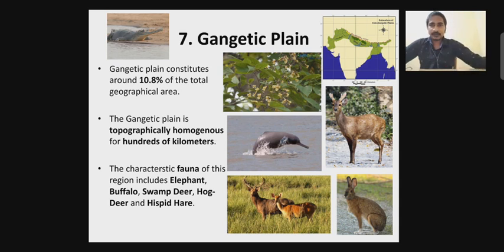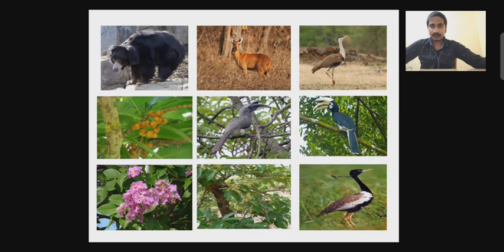The characteristic fauna of this region includes elephant, buffalo, swamp deer, hog deer, hispid hare, and not to forget the national aquatic animal of India, that is the river dolphin. In addition to this, we find the gharial in the Gangetic region. Gharials are just like crocodiles, but they have this long snout. So these are some other examples of plants and animals which are found in the Gangetic region, like the sloth bear, chausingha, etc.